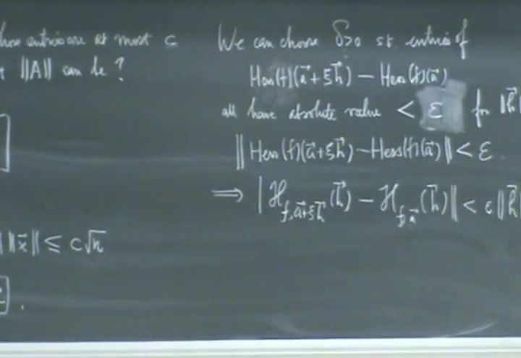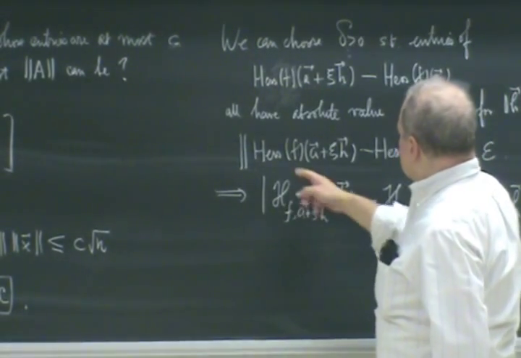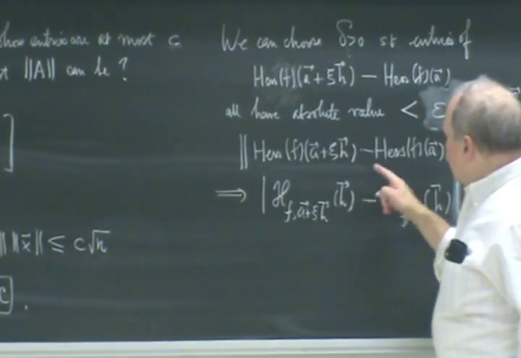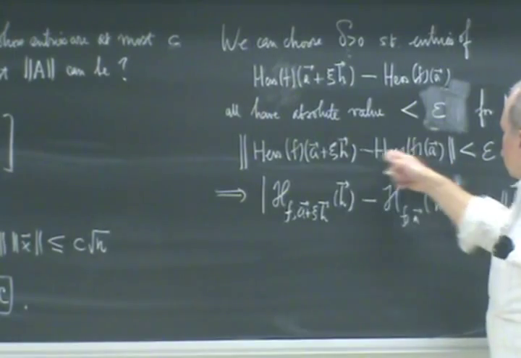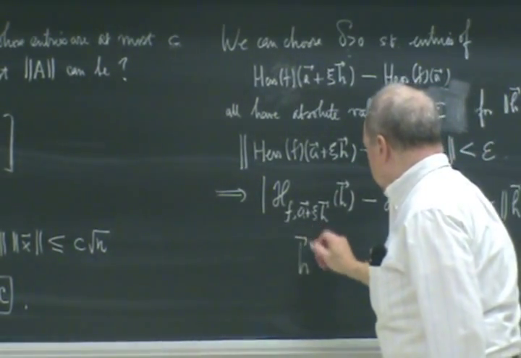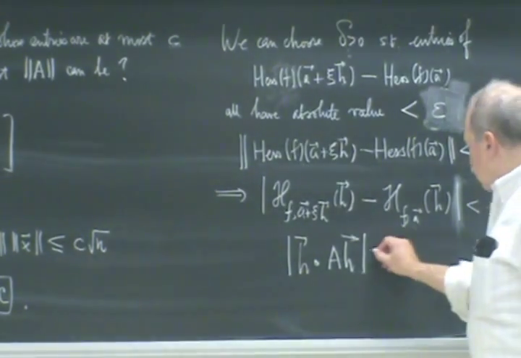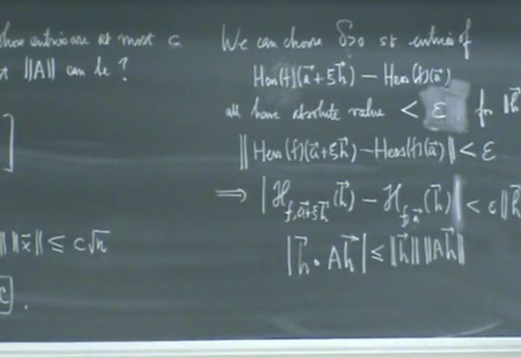So I did this at the end of class yesterday, but let me remind you how that went. If you take h dot this matrix times h, minus h dot this matrix times h. So if the norm of the matrix is less than epsilon, what's the biggest h dot ah can be? Well, by Cauchy-Schwarz, this is less than or equal to the magnitude of h times the magnitude of ah, which in turn is less than the norm of a times magnitude h. So I get norm of a magnitude h squared, and the norm of a here is less than epsilon.